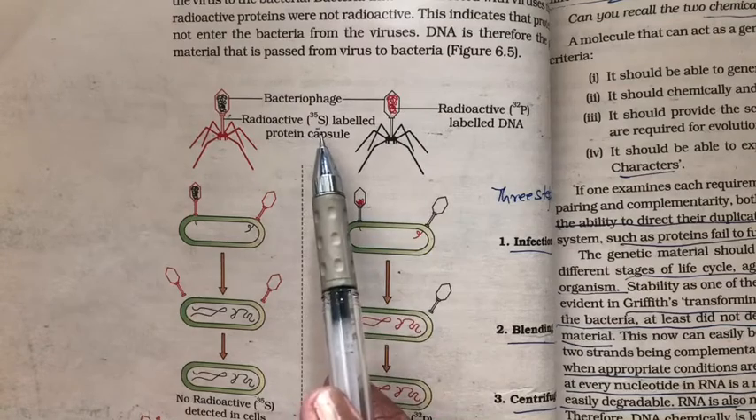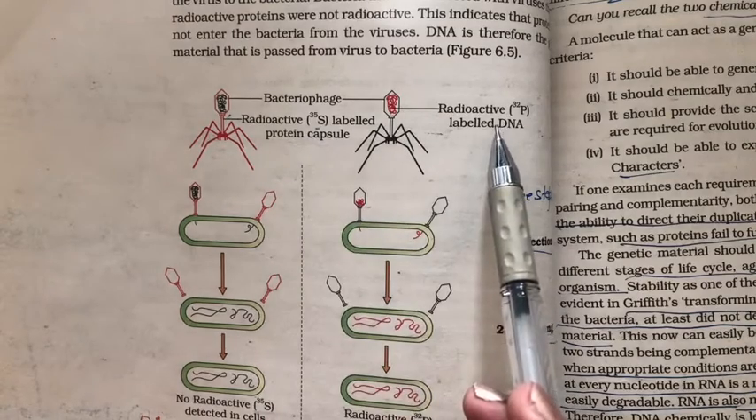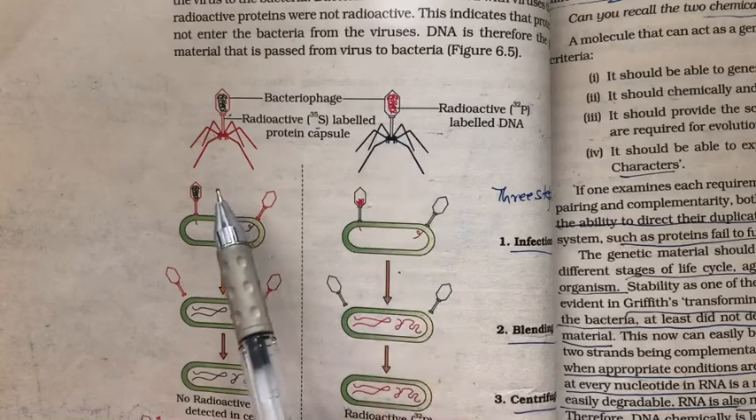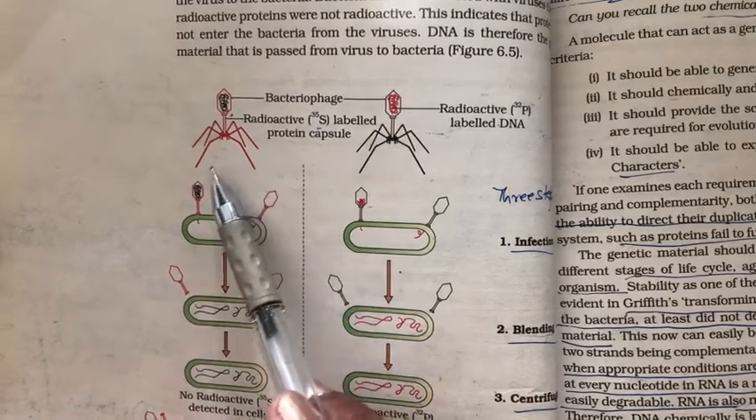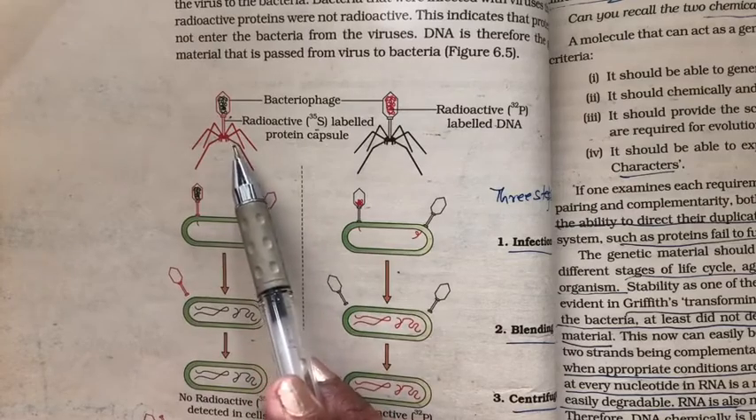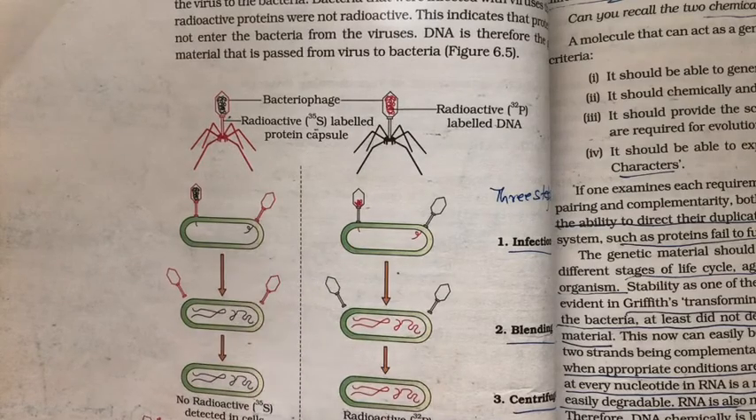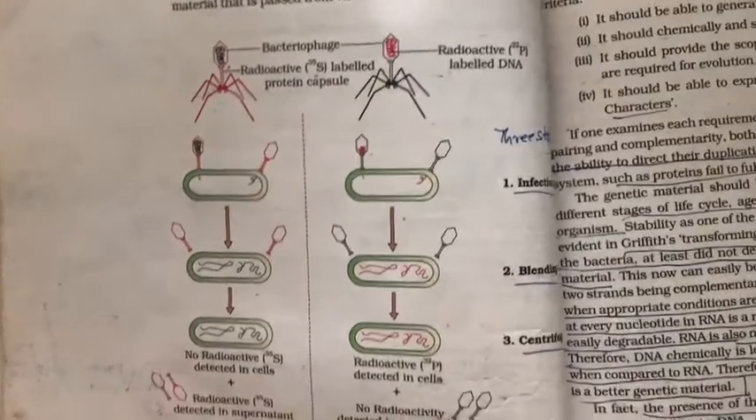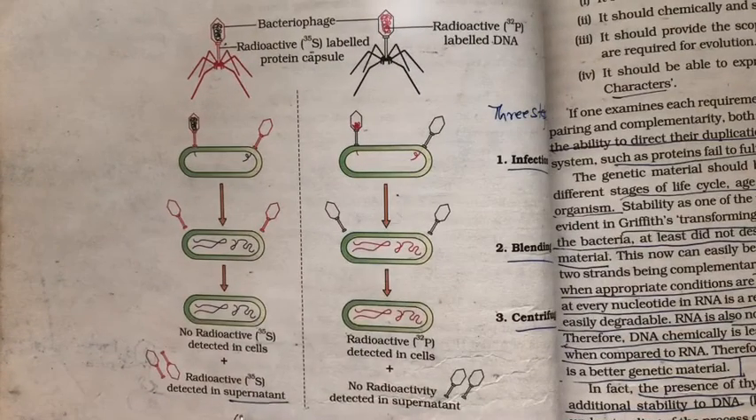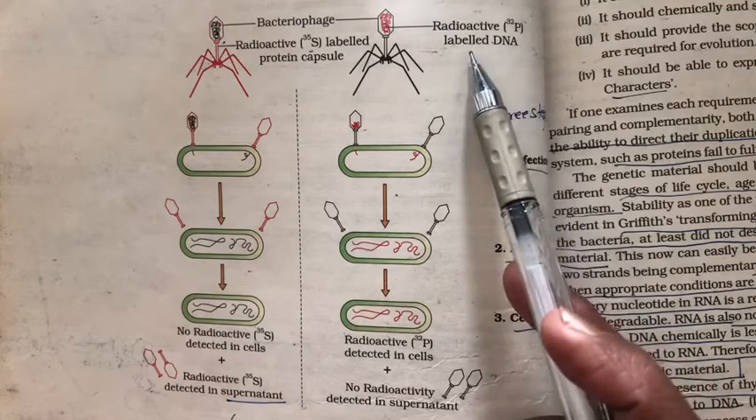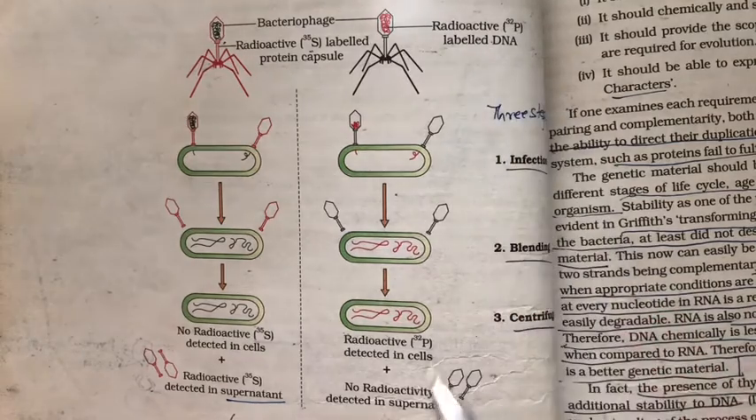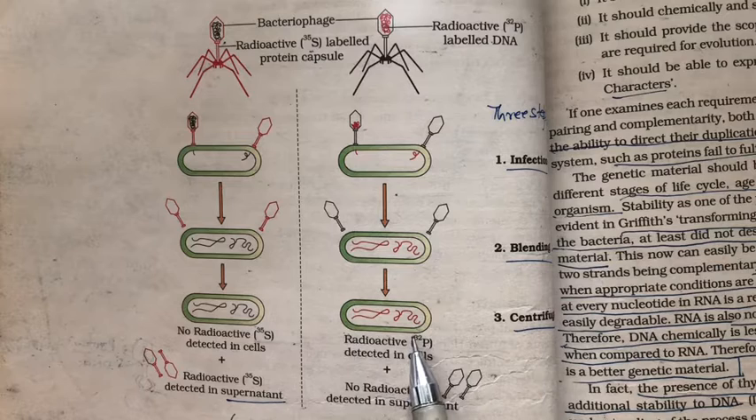Sulfur because it is a component of protein, whereas phosphorus because it is a component of DNA and not the other way. So in one set, when the sulfur was incorporated in the protein coat, they found that the radioactivity was in the supernatant, whereas in the other experiment, where they had phosphorus incorporated with P32, the radioactivity was found within the bacteria, that is in the pellets, the heavy pellets.